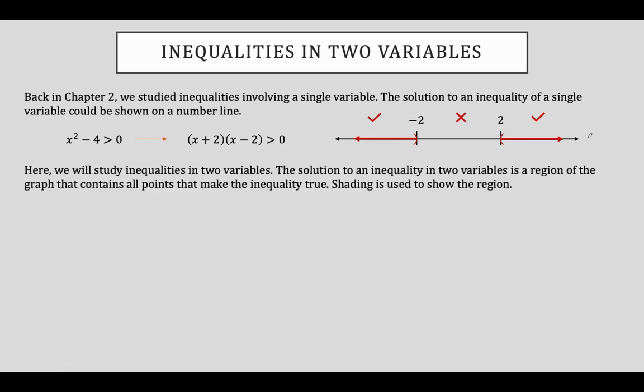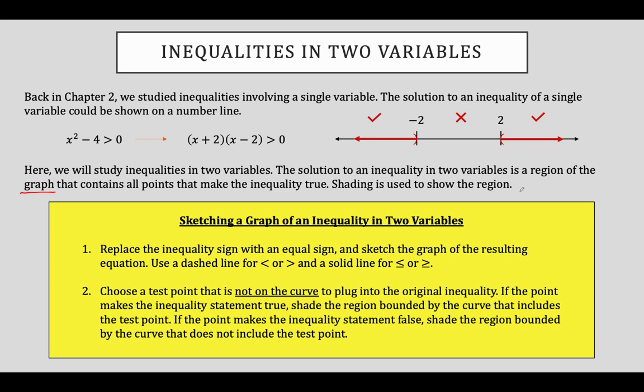Here, we study inequalities in two variables. So with one variable, we just had an x. Now we are going to have an x and a y. The solution to an inequality in two variables is a region of the graph. So this is going to be on a coordinate plane. It is the region of a graph that contains all points that make the inequality true. Shading is used to show the region.